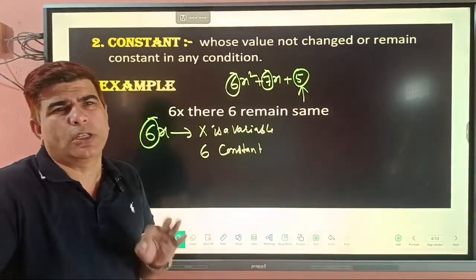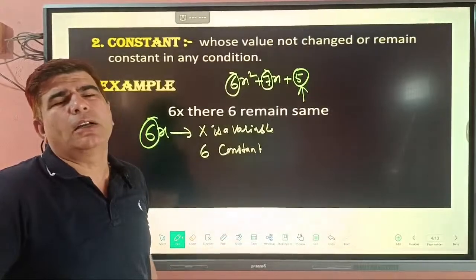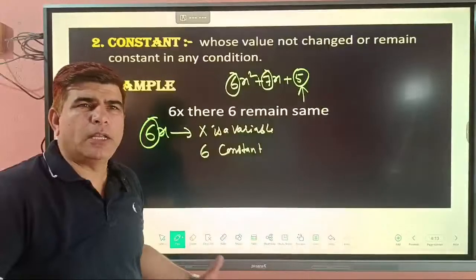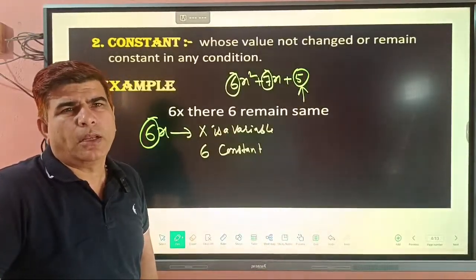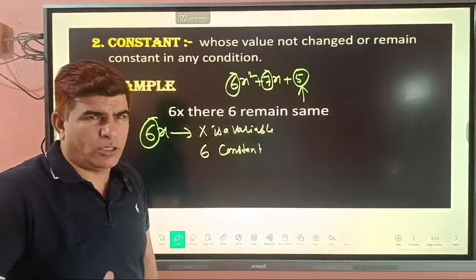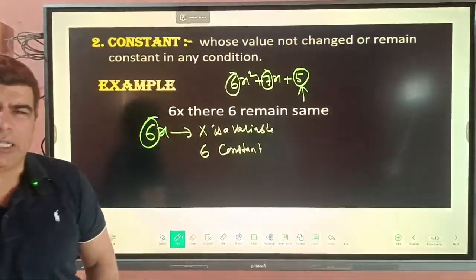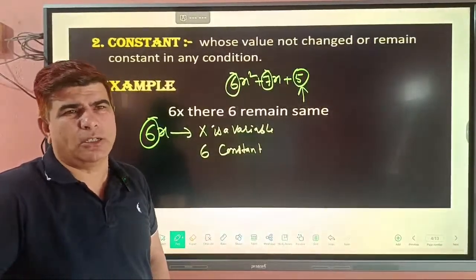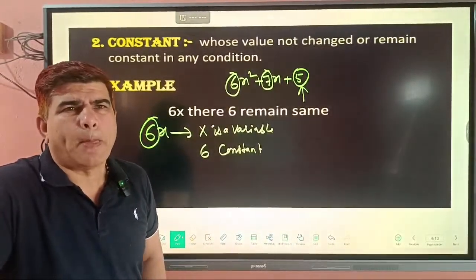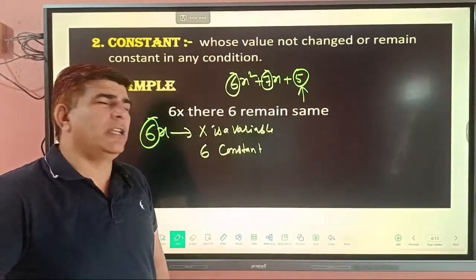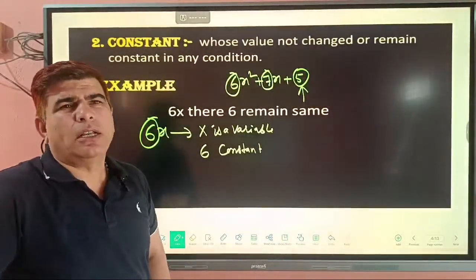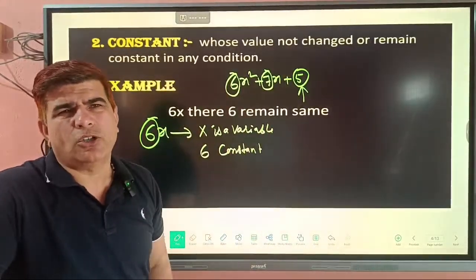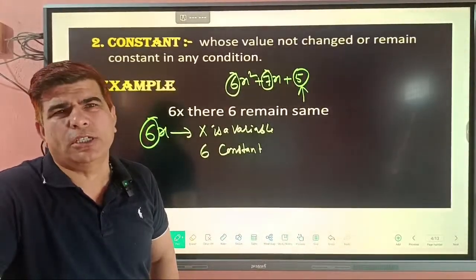So I told you two things. One is the variable, the other is the constant. A variable's value changes; a constant remains as it is. And since the chapter name is polynomial, it means we are talking about algebraic expressions. Later on I will discuss what an algebraic expression is. That's also an important question. If you don't know what is a variable and what is a constant, then how will you be able to solve questions? So first try to understand it.